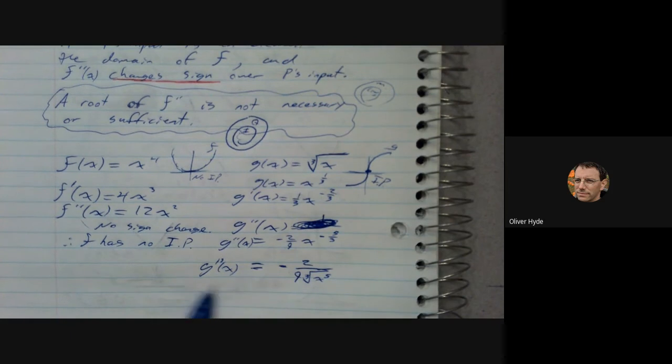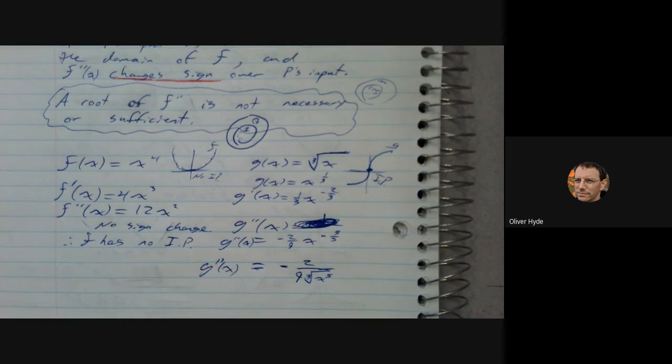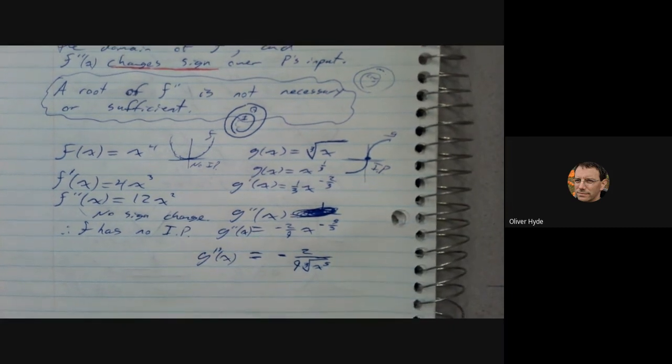So don't set g double prime of x equal to 0. It's unrelated to whether g has an inflection point or not. So don't do it. It demonstrates a misunderstanding of the definition and will likely cause a loss of a mark, even if all of your final conclusions are correct.